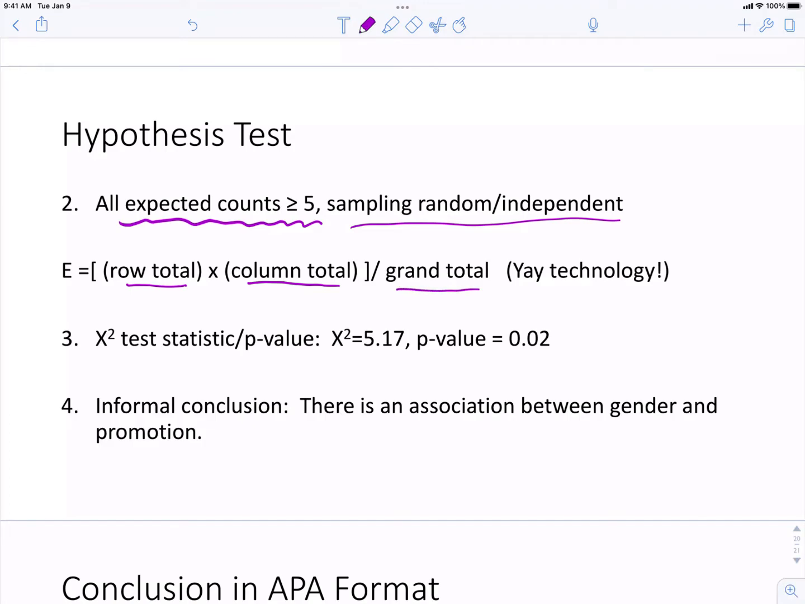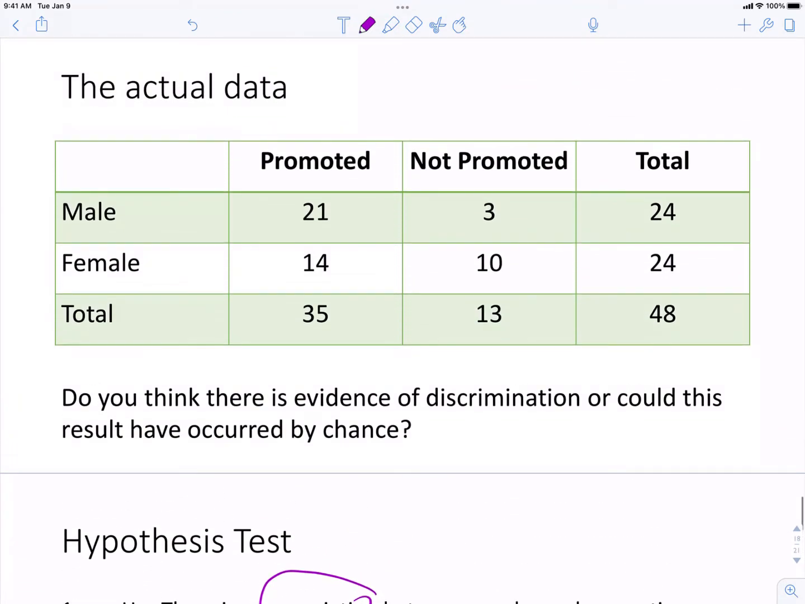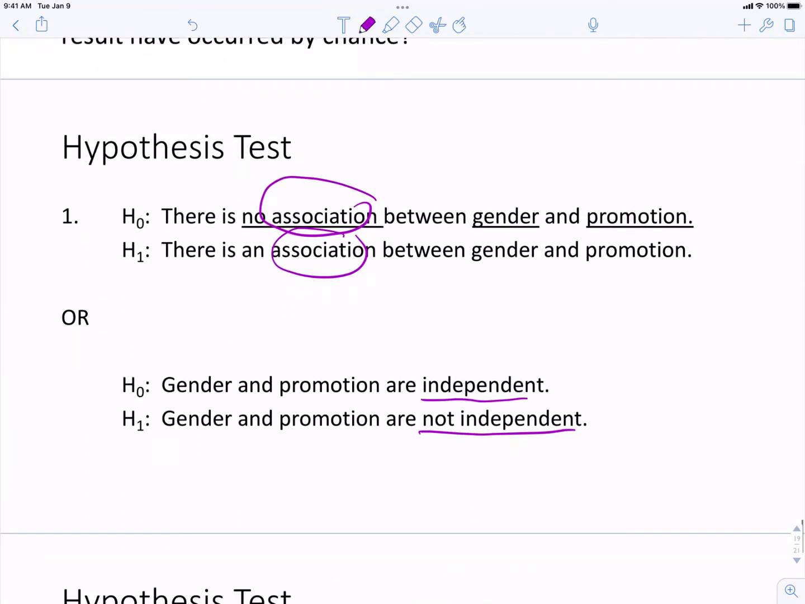Okay, so yay technology. Technology does this for us. So when I put this data into statistical software and analyzed it, so I put in all of this data into the table. And again, just to be clear, this is your data right here. These totals are simply helpful if you were going to do some calculations by hand, but those aren't part of your data. Okay, so I fed the data into a statistical software program.